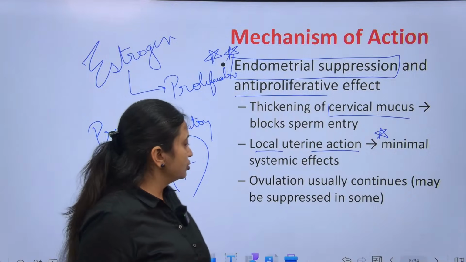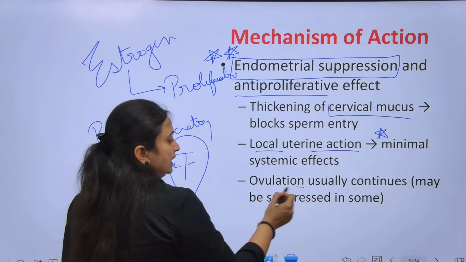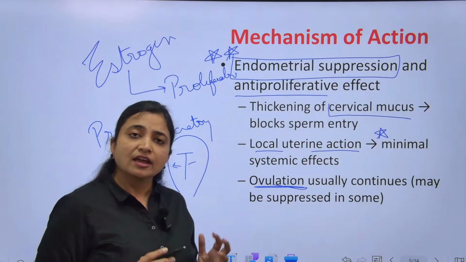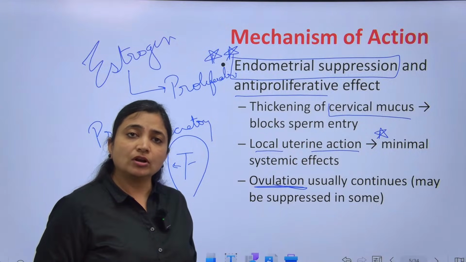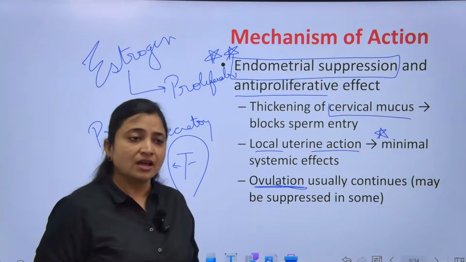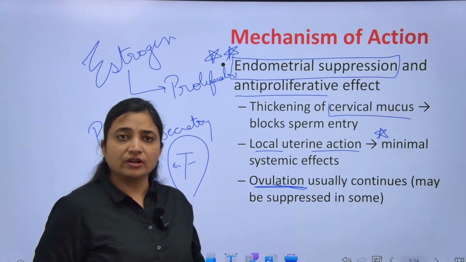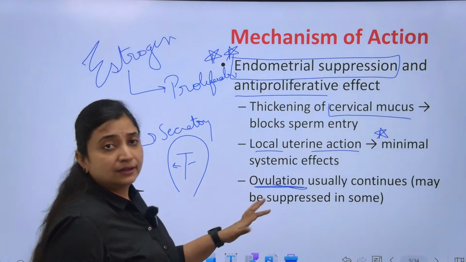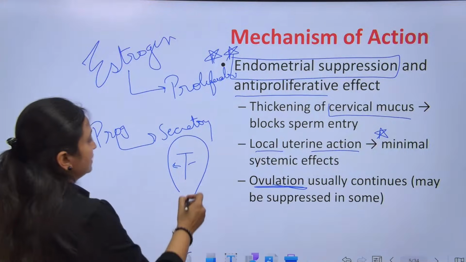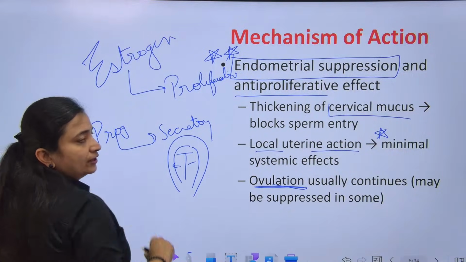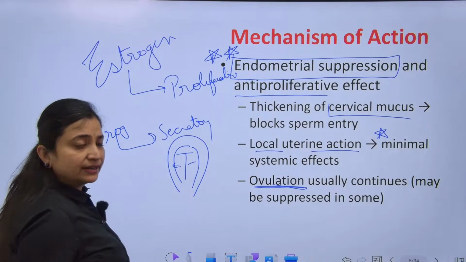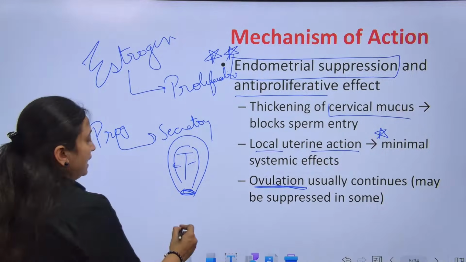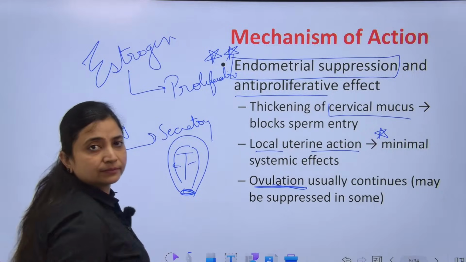So it is very beneficial. Ovulation normally continues. Normally in contraception, if we are giving combined oral contraceptive pills to a patient, the main idea is to suppress the ovulation by suppressing the pituitary. But here, our main idea is to suppress the endometrium, to make the endometrium hostile for implantation, as well as thickening of the cervical mucus, so that the sperm entry is hampered.